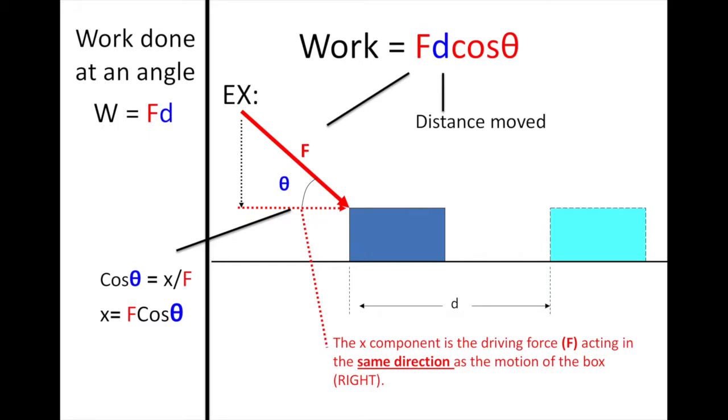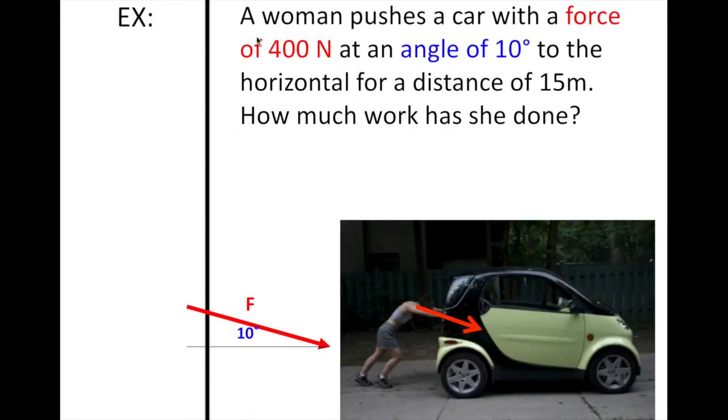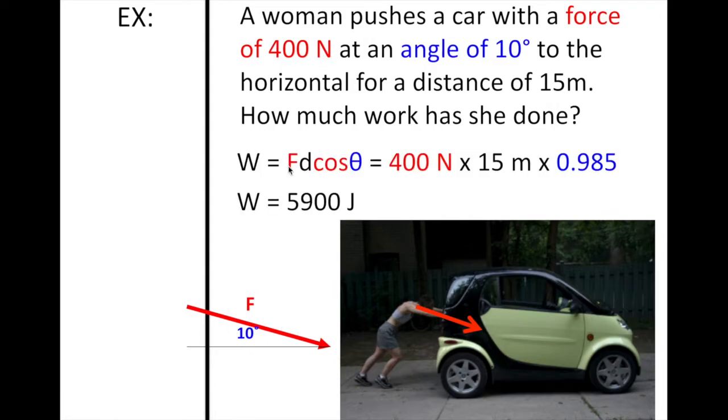Let me show you an example. A woman pushes a car with a force of 400 newtons at an angle of 10 degrees to the horizontal for a distance of 15 meters. To calculate how much work she has done, we draw a little diagram to show us what we're working with, and we know that the x component is this black line right here. 10 degrees is the angle, and the force is 400 newtons. When we solve for this, we know that W equals F times the displacement times cosine of theta, which then would give us an answer of 5,900 joules.